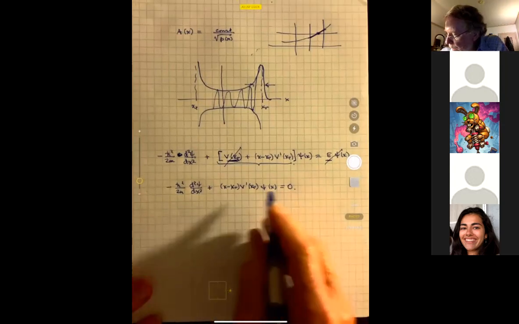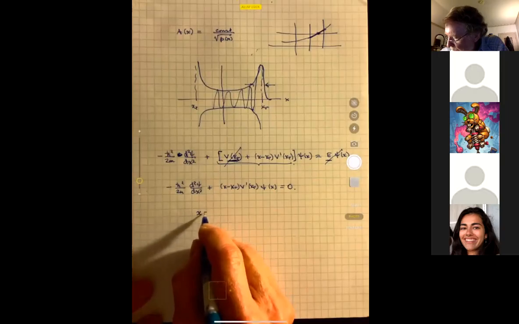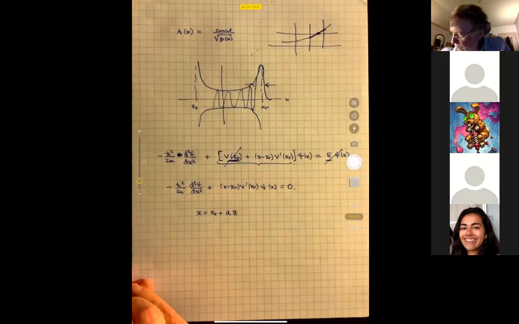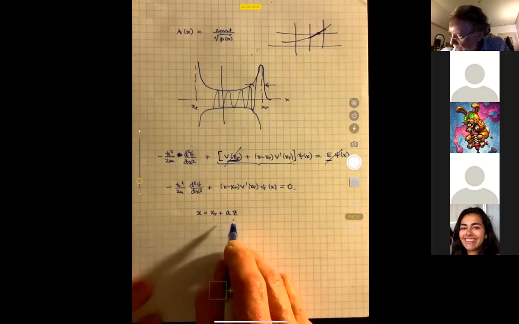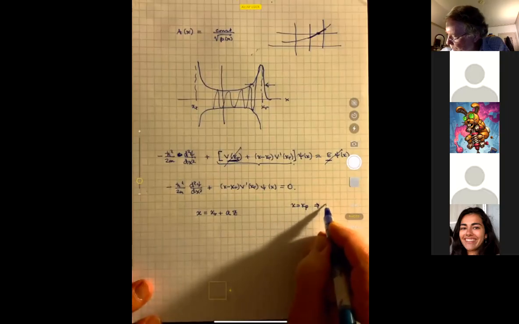We can clean up this equation and simplify it by making a linear change of variables. Let's write x is equal to x_R plus a constant a times a new variable we call z. We'll fix what a is in just a minute, but this is a linear transformation. And you can see that when x is equal to x_R, which means you're at the turning point, this implies that z is equal to 0.